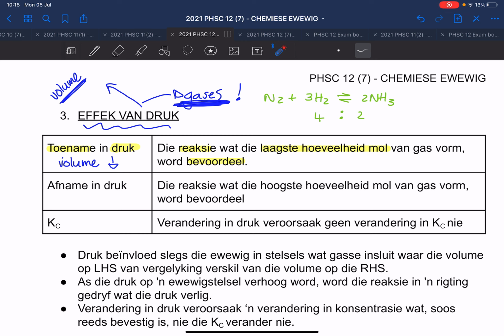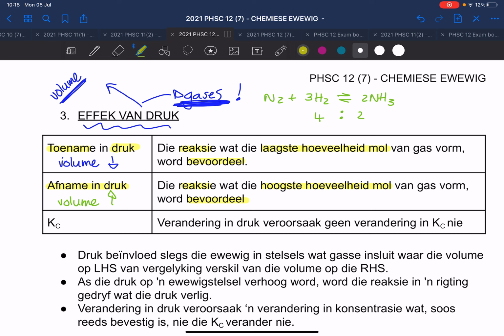But gas molecules are as far away from each other as possible. So this is more molecules that want to be as far away from each other. Alhoewel it needs net to be. So don't look at the size, die grootte van die molekules. Kyk net na die hoeveelheid mol. Okay, then if we decrease the pressure, that means the volume is increased, die volume neem toe. Then the reaction that has the highest mole of gas will be favored. En hier het ek gesê, jy moet dink aan juffrou Skeepers. And Skeepers, that if you give her a bigger house, she will fill it with stuff.